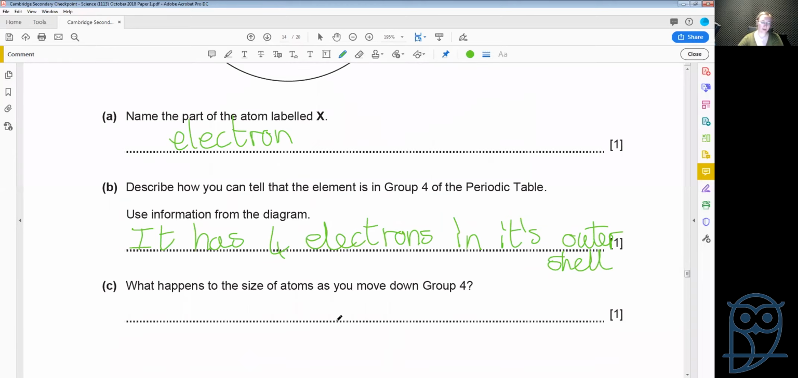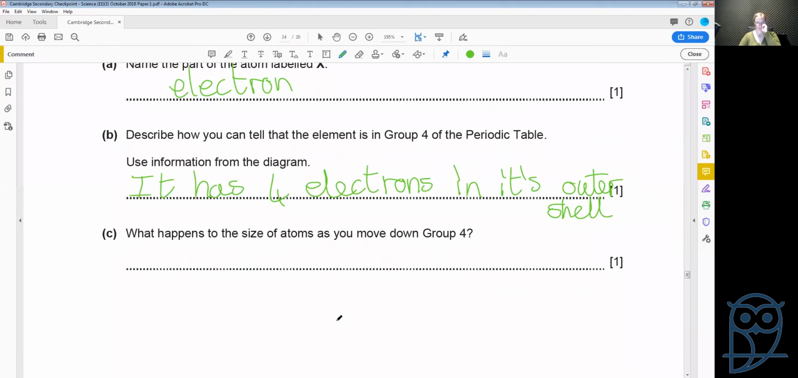Okay, what happens to the size of the atoms as you move down group 4? So now we're in group 4. We've got 1, 2, 3, 4, so over here. But now we are moving downwards. So as we go down, remember, our lightest elements are at the top. So we've got hydrogen, which is only 1 proton and 1 electron. And as we move down, we will end up with them having more protons and more electrons. So the size of the atoms increases as you move down a group.